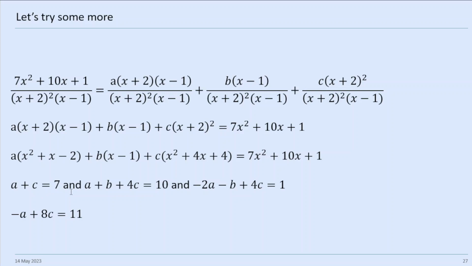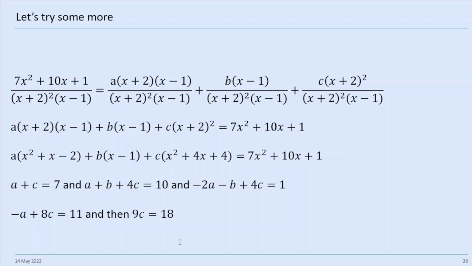What we're going to do is add this equation to this equation. So we get a minus 2a, which is minus a, b minus b, which is 0, so the b's go, and then you've got 4c plus 4c, which is 8c. So minus a plus 8c equals 11. And then when we add minus a plus 8c equals 11 to a plus c equals 7, the a's cancel. We get 9c equals 11 plus 7, which is 18.